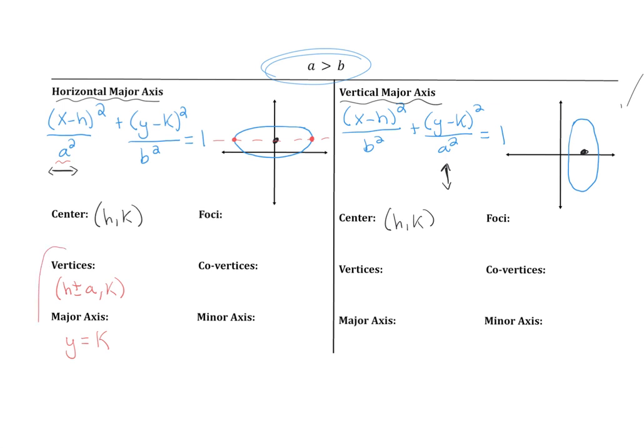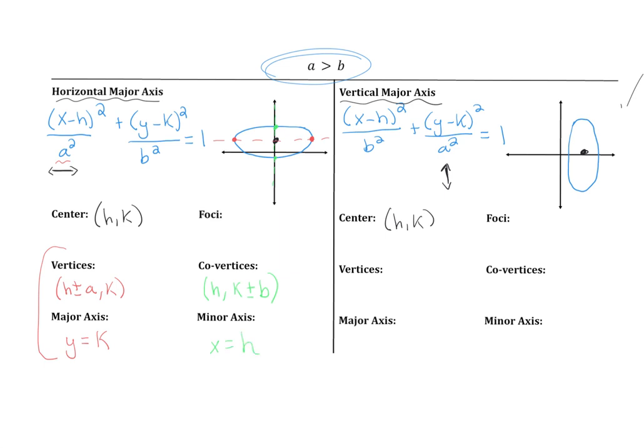All right, so now let's look at co-vertices. So co-vertices would be kind of like those endpoints on the smaller axis, the minor axis. So co-vertices will be h and then k plus and minus b. And the minor axis is a vertical line, so it's at x equals h.